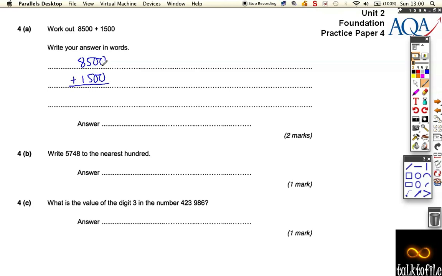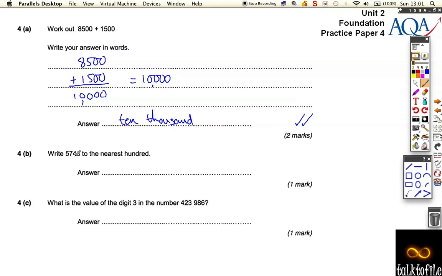If you do it as a column, 0, 0, 0 carry the 1, 8, 9, 10, you're going to get 10,000. So the total is 10,000. But then you need to convert that into words, so you get one mark for getting that, and then you just got to convert it into words for the second mark. 10,000. Nice, easy 2 marks.